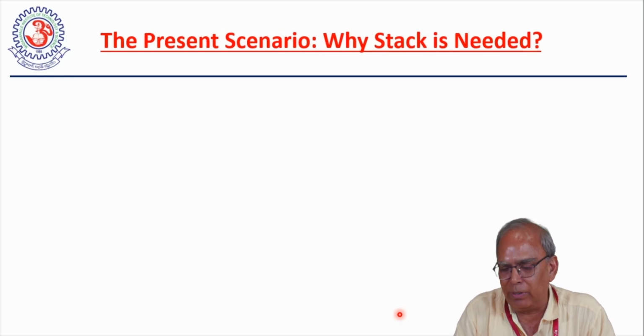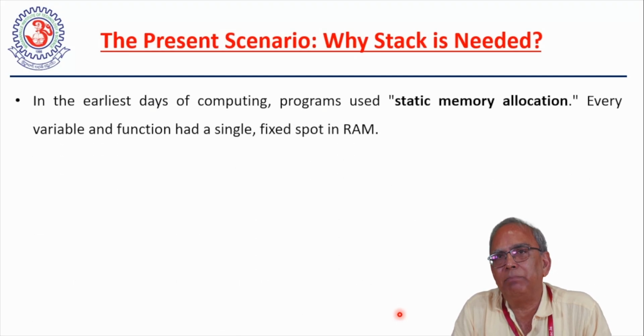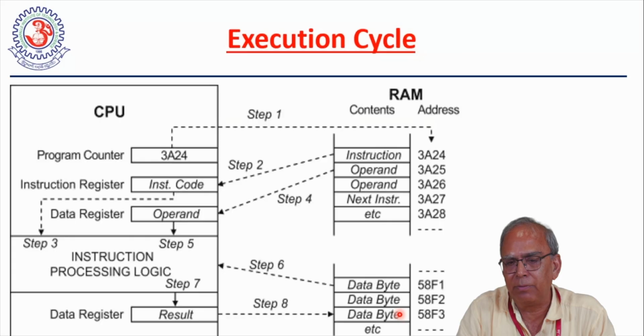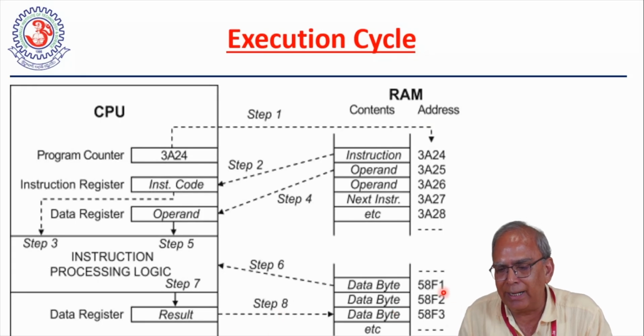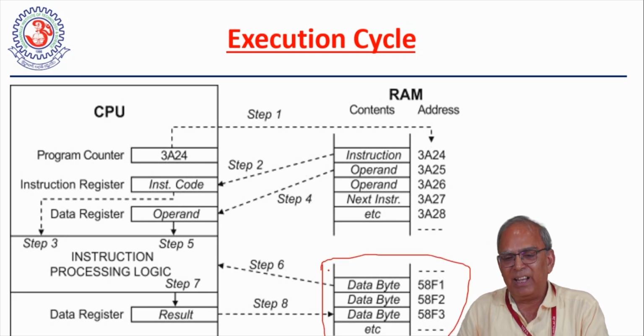Because when we are talking about the stack and all those things, what are the different data structures involved in the program execution? In the beginning, when programming started, it was static memory allocation. So all the variables, if you see here, these addresses like 58F1 mean these data will be in static addresses, so you don't require any kind of stack there.